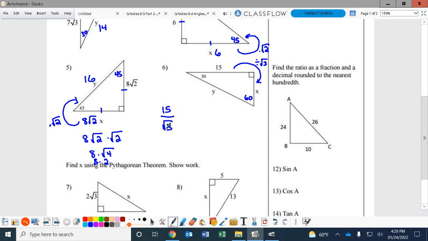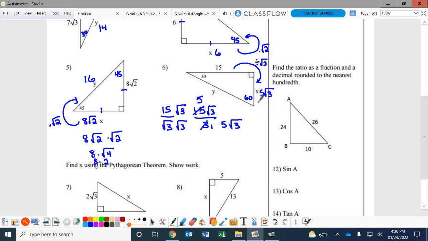To get rid of the radical on the bottom, we're going to have to multiply top and bottom by square root of 3, because multiplying the top and bottom are the same things, like multiplying by 1. That makes it 15 square roots of 3 all over 3. We need to simplify. 3 goes into 3 one time, 3 goes into 15 5 times, which will reduce down to 5 square roots of 3. That's going to be your short leg.